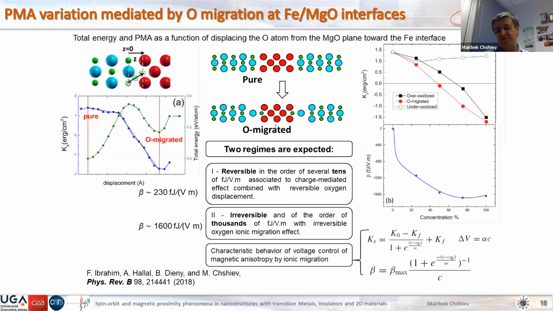And then there was actually, with Fatima and Ali and Bernard, this study we published, which is establishing a characteristic law of how beta behaves as a function of oxygen concentration, so the number of oxygens which you could move. And we found this actually quite funny sigmoidal distribution law, which we fitted with this law. So that was about the VCMA.